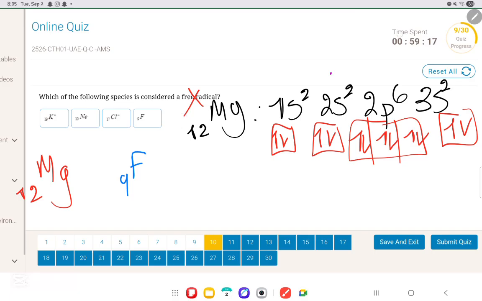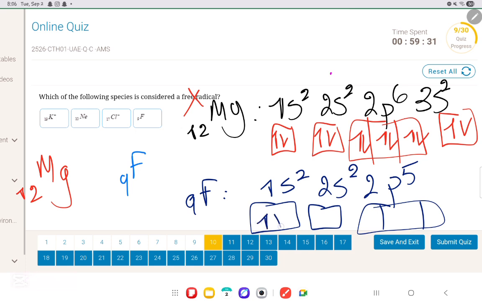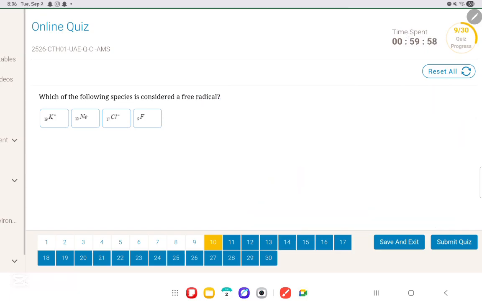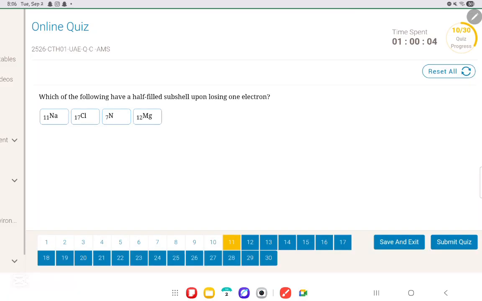But for example, if you were to do F9, it's 1s2, 2s2, 2p5. If you were to draw it, it would be 1 up, 1 down, 1 up, 1 down, then 1 up, 1 up, 1 up, 1 down, 1 down, and you have 1 free unpaired electron. Because of this 1 free unpaired electron, you will call it a free radical. That's question number 10 done. So the answer here is F9. Let's move on to question 11. Which of the following have a half-filled subshell upon losing 1 electron?